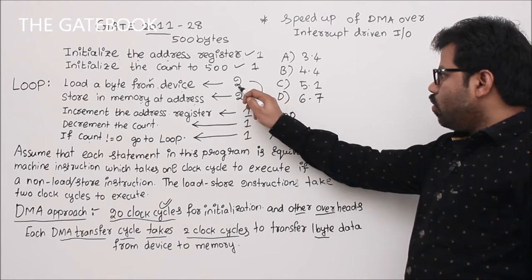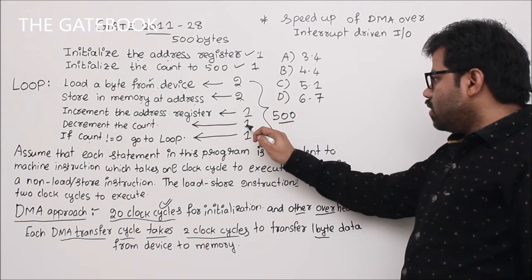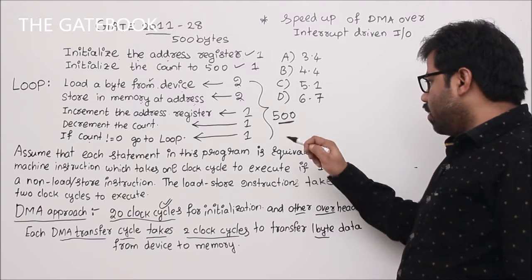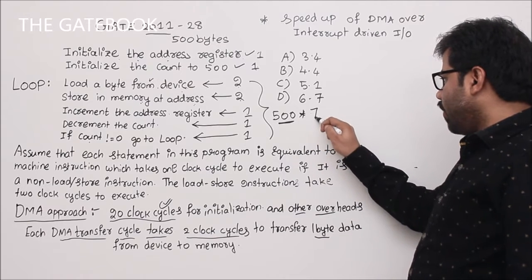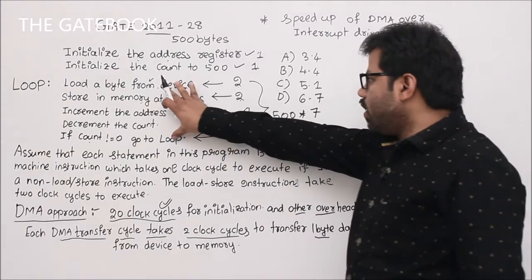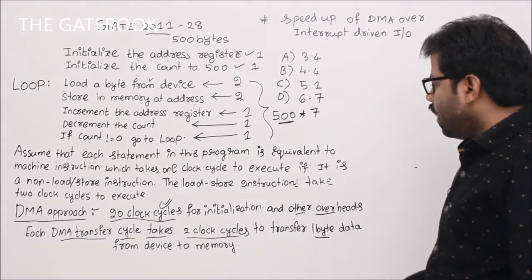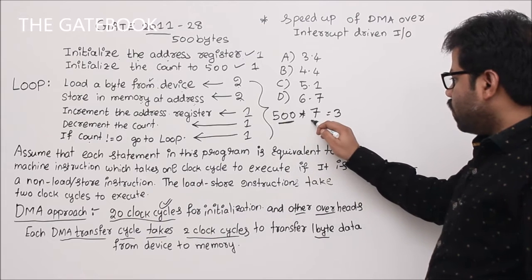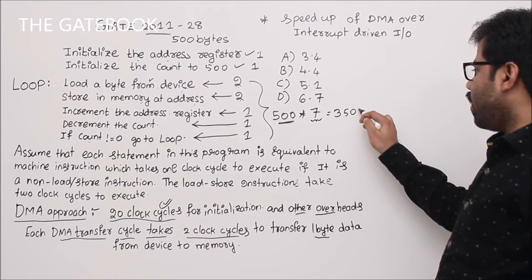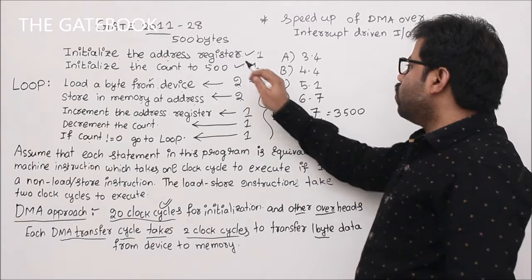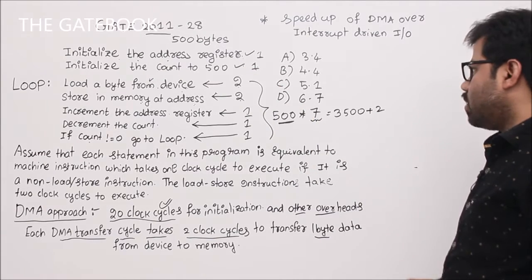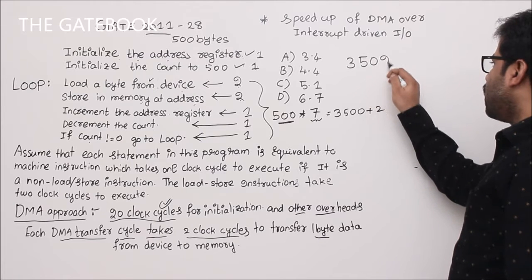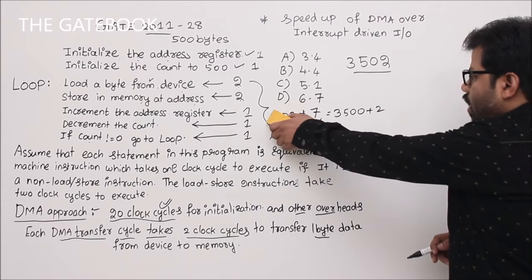So I can say that this is executed 500 times. Now 2 plus 2 is 4, 4 plus 1 is 5, 6, 7. 7 cycles are required in each loop. There are 500 iterations, so 500 into 7 is 3500. Each time 7 cycles, that's why 3500 cycles, plus these two, only one time: 2 instructions, 2 cycles. So 3502 clock cycles are required if you use interrupt driven IO.